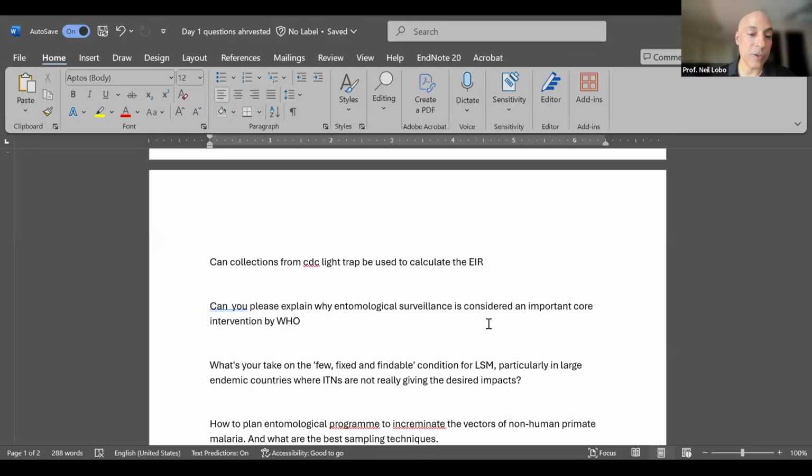And if we actually have the translation factor for outdoor landing rates as well, we can use that translation factor to calculate the EIR that's based on CDC light traps into HLC-based EIRs. But a lot of times this data isn't present, so we are going to have to make do with CDC light trap catches only.